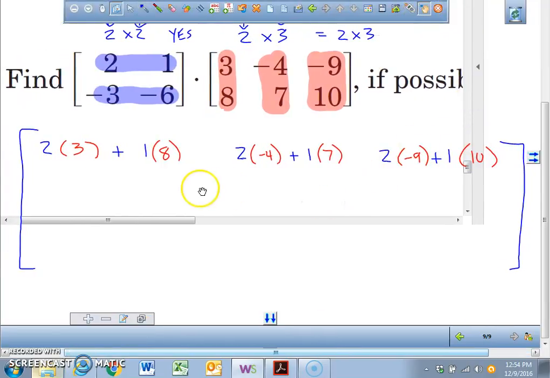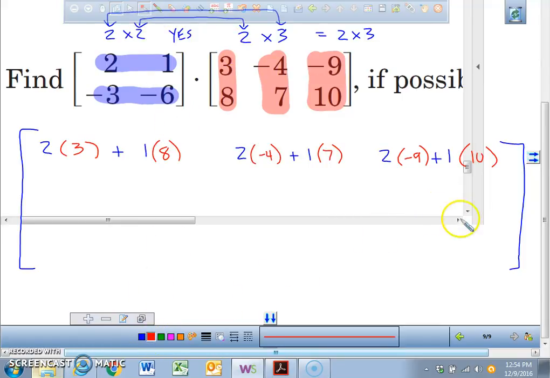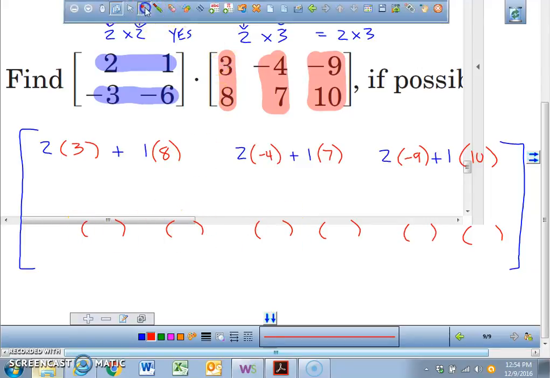Alright? So you see how the 2 and the 1 stayed the same throughout that whole first row? And the only numbers that changed were the numbers that were in the columns. Well, what am I allowed to do now to make things a lot easier on me? Bring down the numbers that are in the columns. So there I go. I'm just going to bring these numbers down. I'm going to bring a 3 down here, an 8, negative 4, a 7, negative 9, and 10.